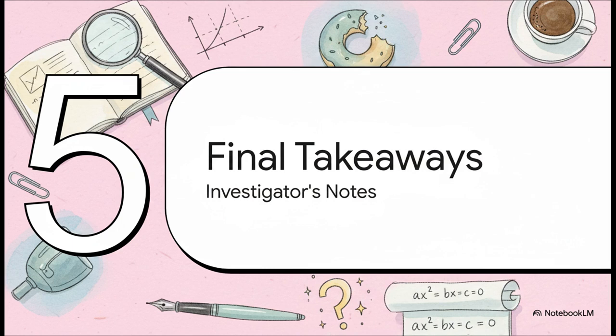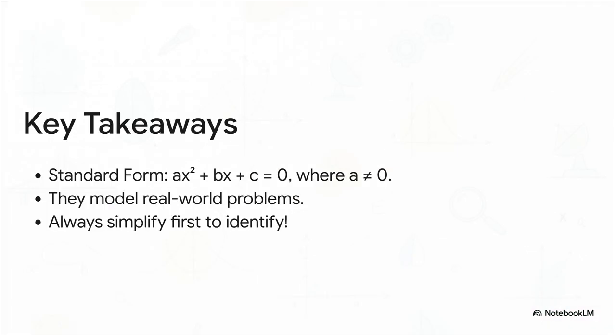Wow, we have cracked some seriously tricky cases today. So, before we close the file on this explainer, let's quickly review the crucial intel that every good math investigator needs to remember. So, here are your final takeaways. Number 1, always remember that standard form, and especially the golden rule. The highest power is 2, and A is never 0. Number 2, these aren't just abstract math problems. They are amazing tools for modeling real-world situations. And finally, maybe the most important takeaway of all, never ever judge an equation until you've simplified it completely.